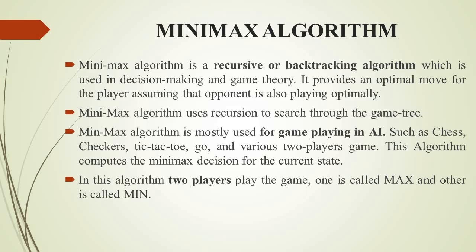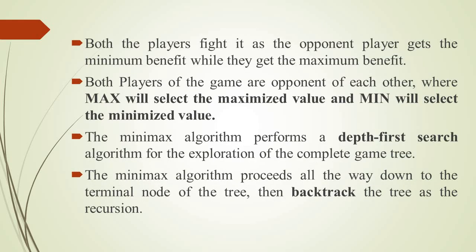In this algorithm, two players play the game. One is called Max and another one is called Min. Both the players fight it out so that the opponent player gets the minimum benefit while they get the maximum benefit. Both players of the game are opponents of each other, where Min will select the minimized value and Max will select the maximized value.